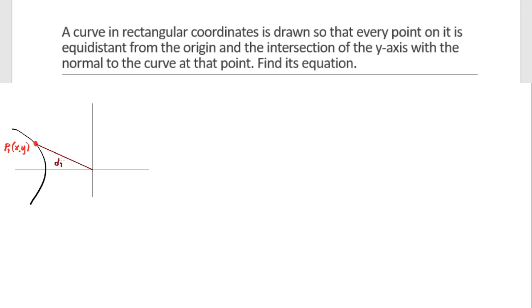Is the same with the second condition. So the second condition is the distance from the point to the intersection of the y-axis with the normal to the curve at that point. So what do you mean with the normal to the curve at that point? So in your differential calculus class, when you say normal to the curve, you need to know the tangent line to the curve at that point.